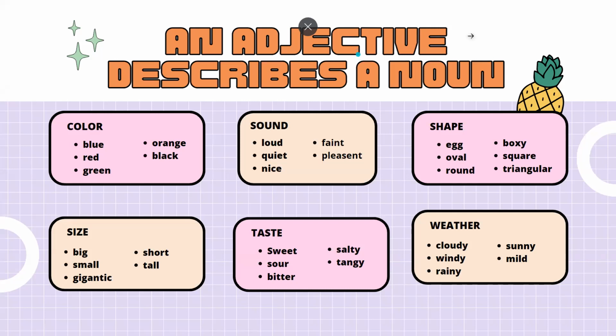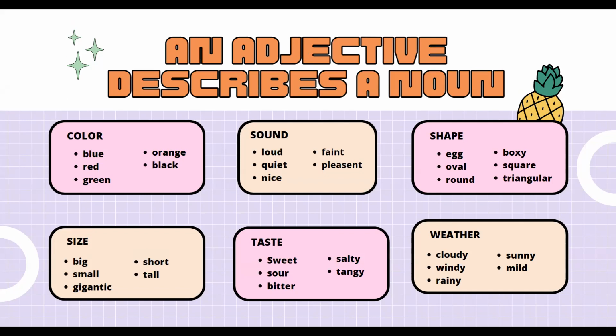So, an adjective describes a noun. It can describe color: blue, red, green, orange, black. It can describe the sound, if it's loud, if it's quiet, if it's nice, if it's faint, if it's pleasant. It can describe the shape, if it's the shape of an egg, an oval, round, boxy, square, or triangular.